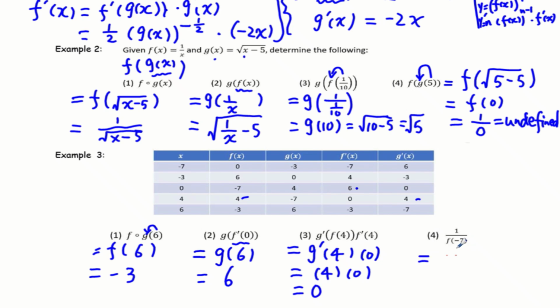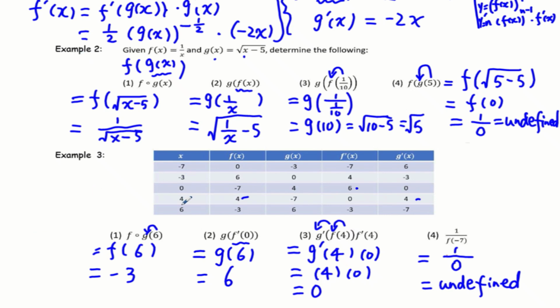This one, 1 over f of -7. This is f of x, and at -7 it is 0, so it's 1 over 0. Then it is undefined. So we always go from the inside to the outside. Then the input becomes the output, then the output becomes the input again. Okay, so this is example 2, just practicing the function notation, input output.